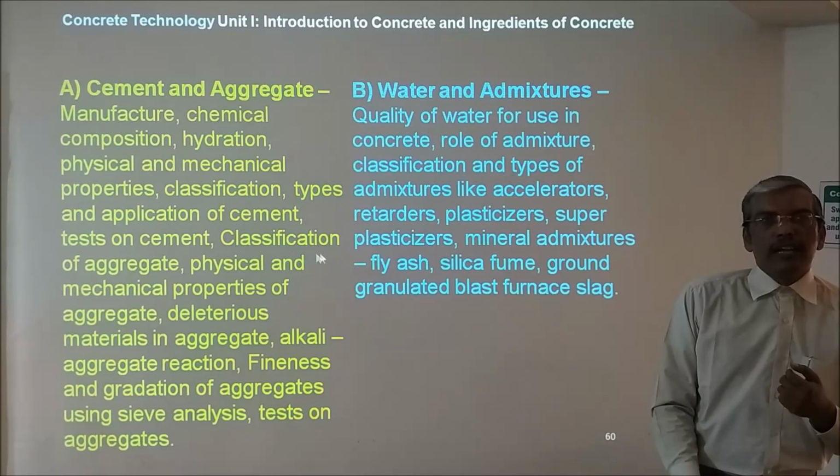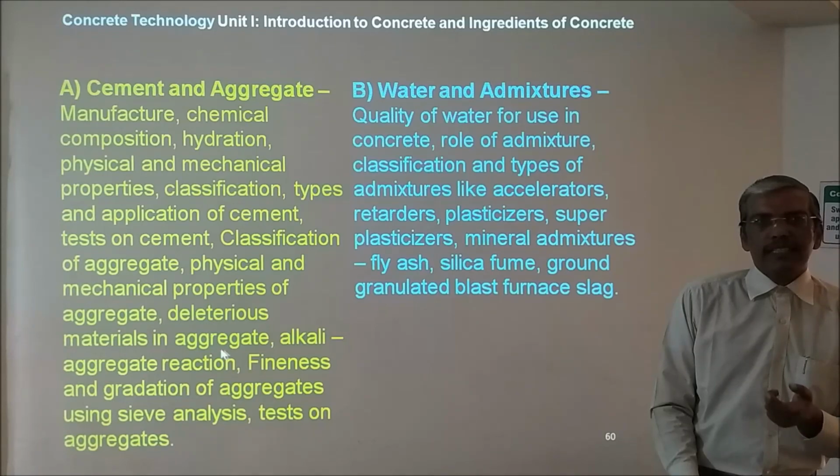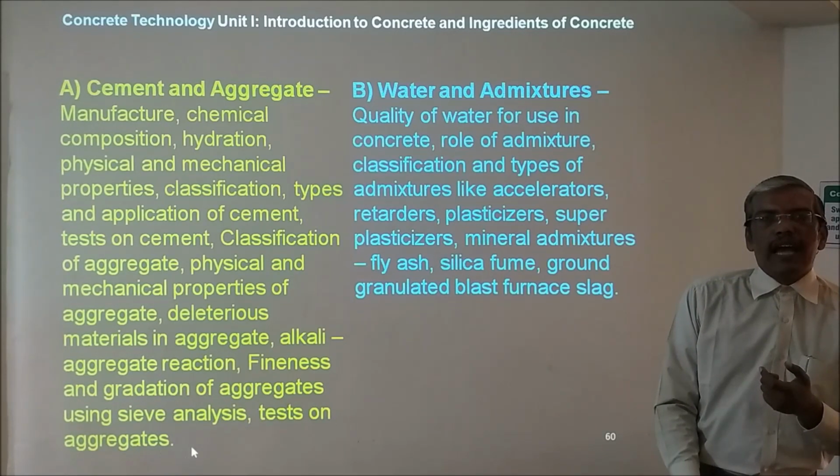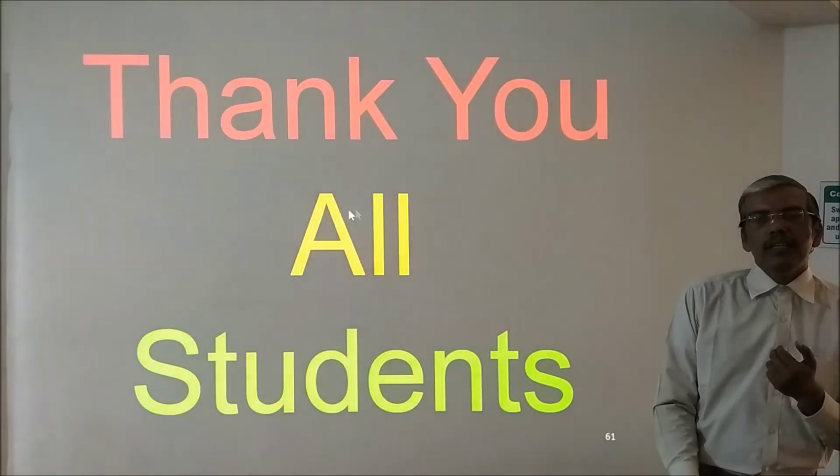test on cement, classification of aggregate, physical and mechanical properties of aggregate, deleterious materials in aggregate, alkali aggregate reaction, fineness and gradation of aggregates using sieve analysis, test on aggregates. Part B includes water and admixture, quality of water for use in concrete, role of admixture, classification and types of admixture like accelerators, retarders, plasticizers, super plasticizers, mineral admixtures such as fly ash, silica fume, ground granulated blast furnace slag. Thank you all students.